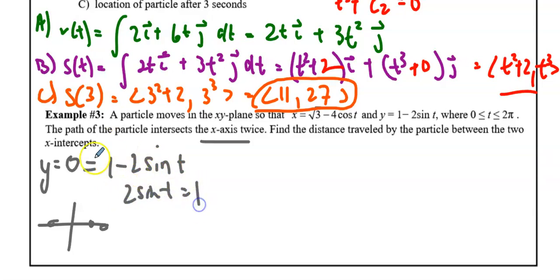So we're going to move the 2 sine of t over, and so we're going to get sine of t is going to be equal to 1/2. So we know there's 2 places where sine is equal to positive 1/2, in quadrant number 1 and in quadrant number 2. So those are going to be our intersection points.